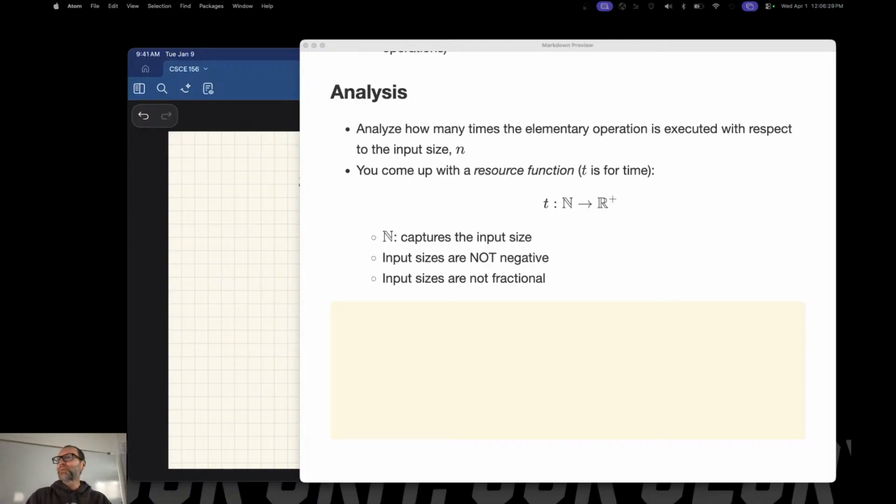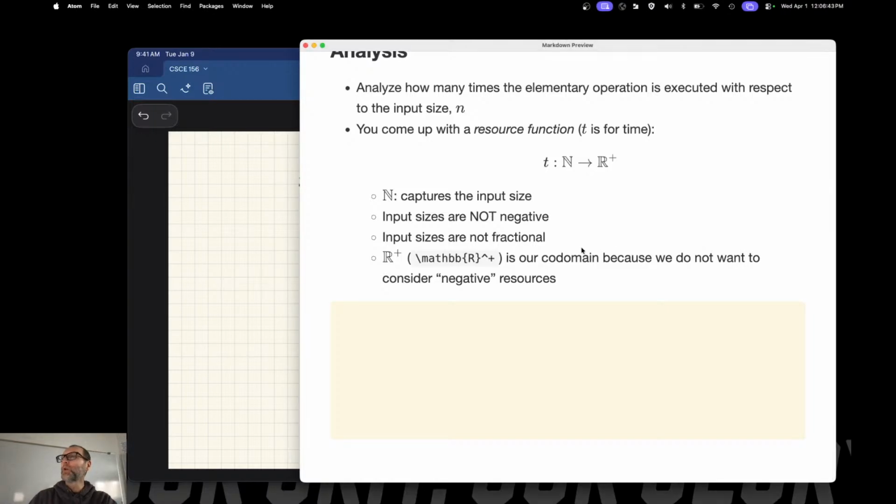But also from our perspective here, does it make sense to talk about an array of size 10 and a half elements? No, right? All right. Why do I map it to the positive reals? Remember that that's called a codomain, not a range. And by the way, here's the LaTeX for it if you ever need to do something like that. Because we don't want to consider negative resources. What does it mean to run an algorithm to sum an array of integers and it took negative 10 seconds to execute?